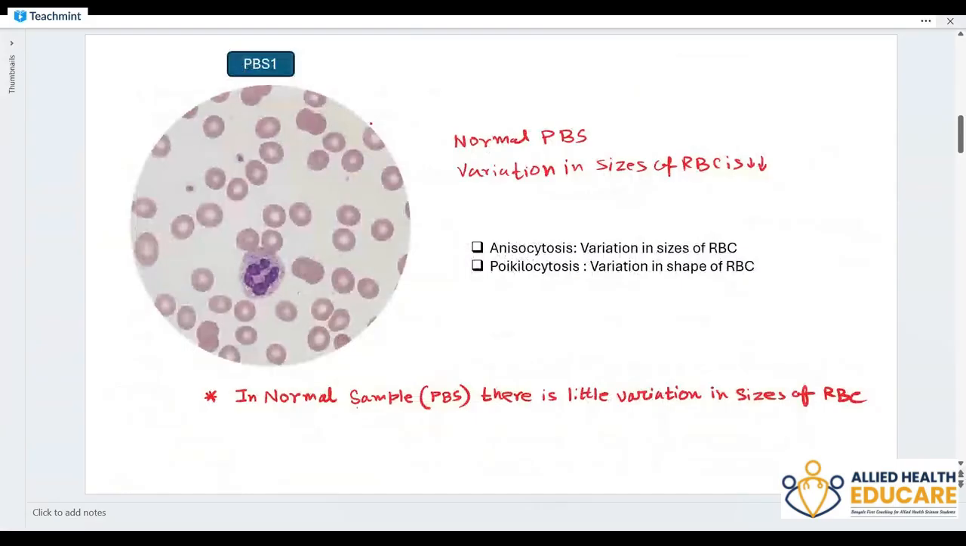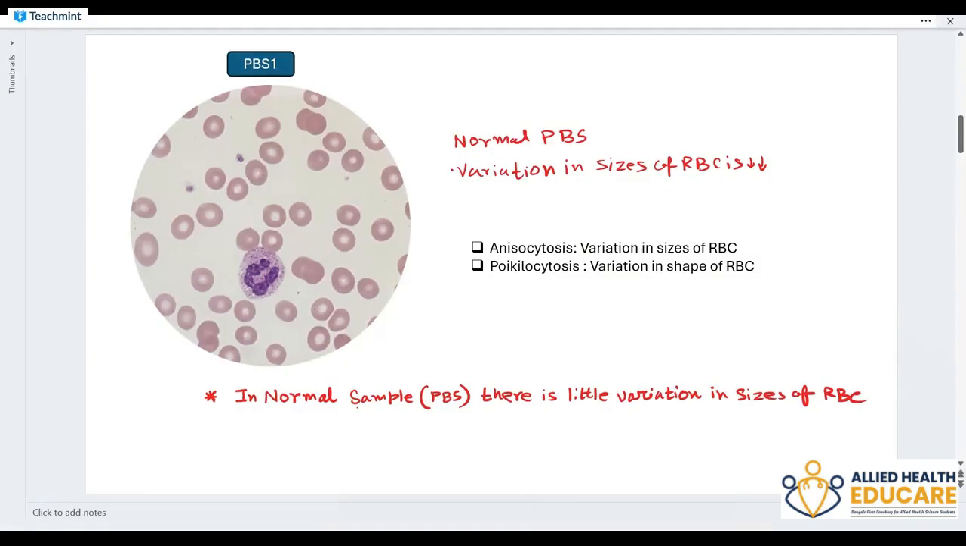Before going to RDW, I am showing you a normal peripheral blood smear. All is okay. Here you can see millions of RBCs and WBCs. If you consider the sizes of the RBCs, you may find a little variation in their sizes. A little variation, not too much variation in the RBC sizes.